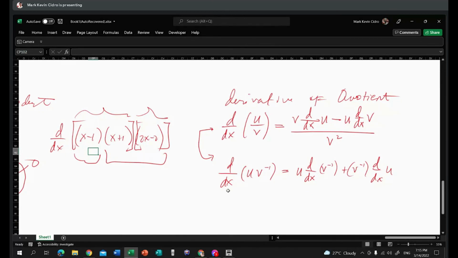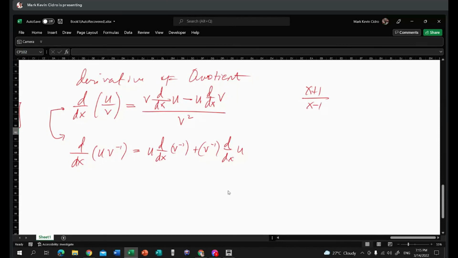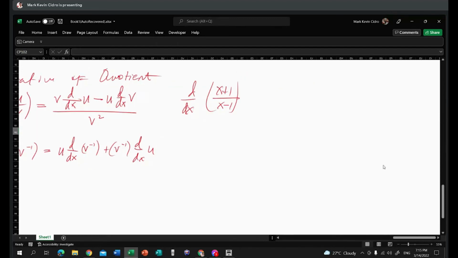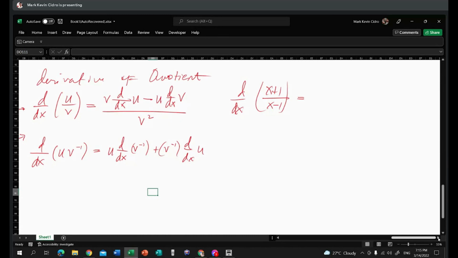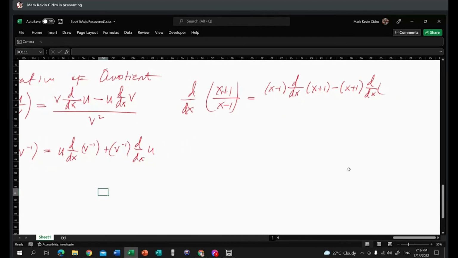Let us try. Let's say we have x plus 1 over x minus 1. We are trying to get the derivative of this one. d over dx of x plus 1 over x minus 1. Using the formula for the quotient first. Okay, v, which is the denominator. Take note that v is the denominator. We have here the v or the denominator. This will be x minus 1. I'm just following along. Derivative of the numerator, x plus 1, minus the numerator, which is x plus 1, derivative of the denominator, x minus 1. All over the square of the denominator. So this will be, what is it?